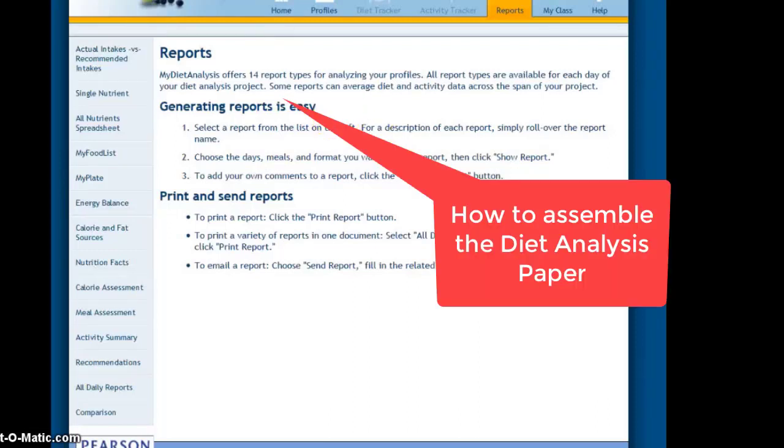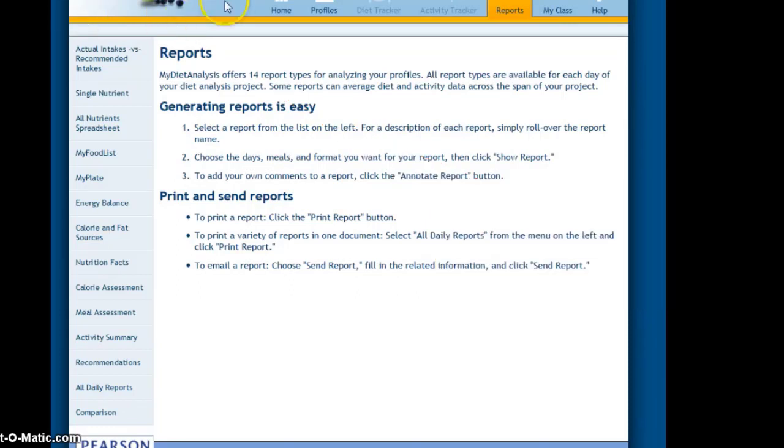Hi, this is Dr. Urbi Ghosh, and this is a video tutorial on how to assemble the report for my diet analysis for this course that's worth 200 points of your grade. I'm assuming in this tutorial that you've already created a profile, done the diet tracking and the activity tracking. It's been 7 days and now you're ready to generate the reports.